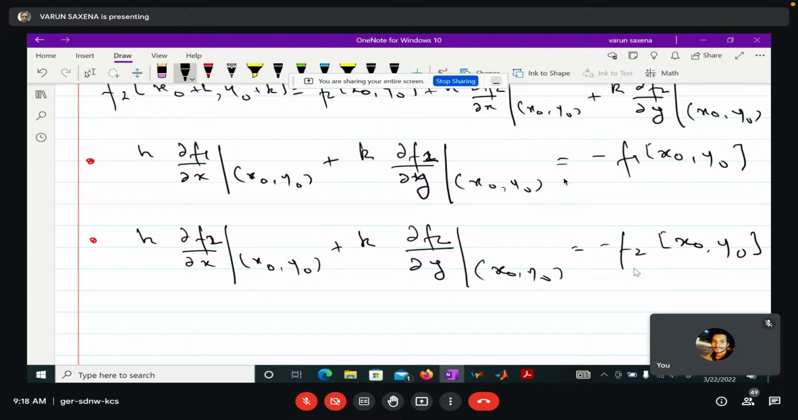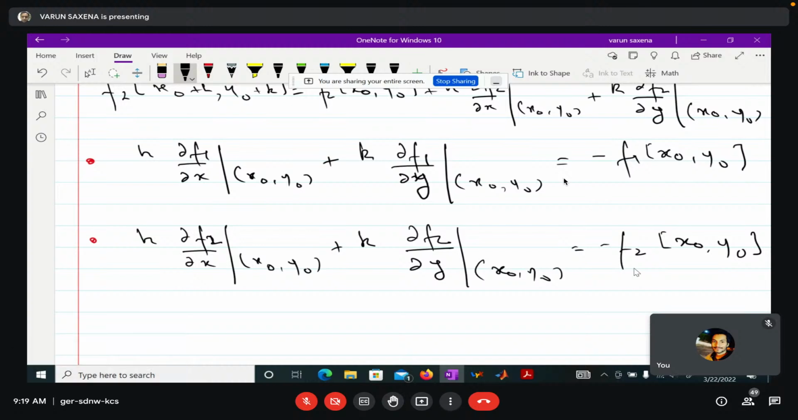Okay. When I evaluate del f1 partially differentiating with respect to x, here I am partially differentiating with respect to y, right? So once I differentiate it with respect to x at x naught and y naught, I will get a number. Only in f1, del f1 over del y, when I substitute x naught and y naught, I will get a number. So this is h times some number plus k multiplied by some number is equal to some number. So this is like a linear equation in h and k, right?